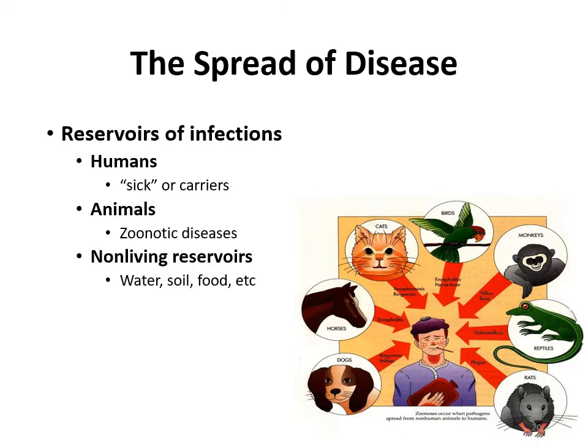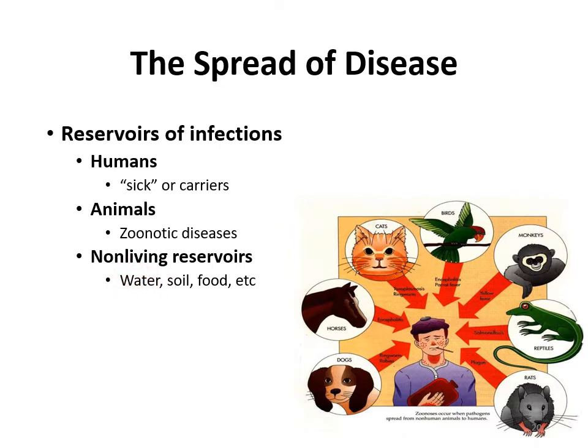The next one are the non-living reservoirs, and these include things like water, soil, food, air. And when you look at all the reservoirs on this slide, from humans to animals to non-living reservoirs, including water, soil, food, you have to ask yourself, which of these reservoirs would you consider the most dangerous?